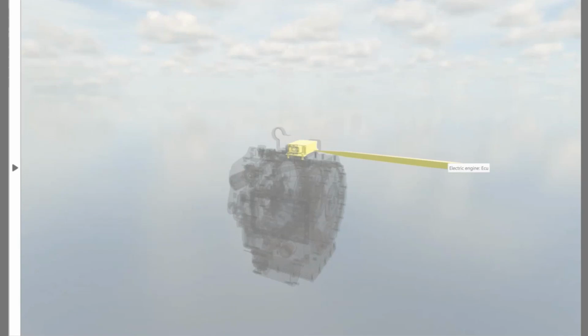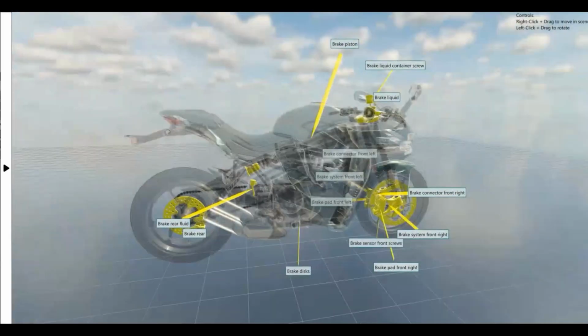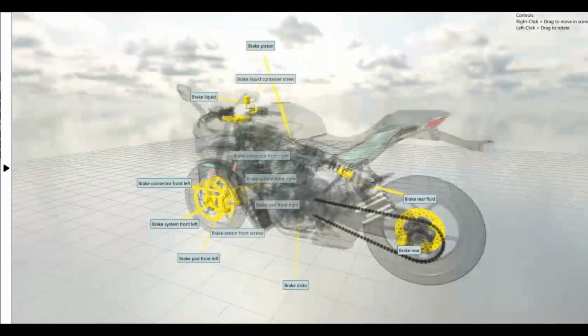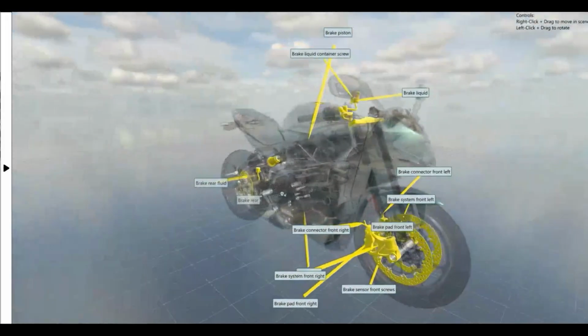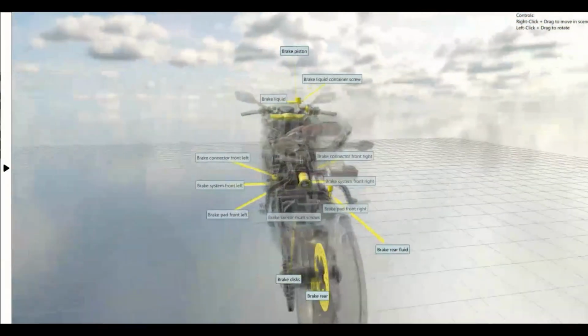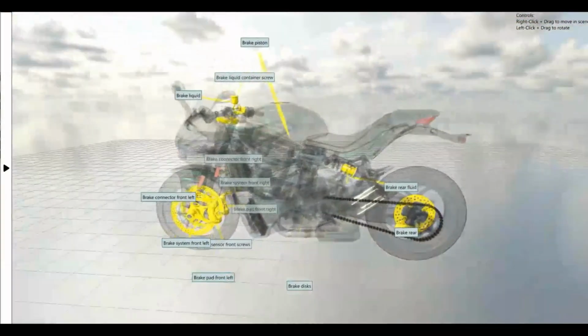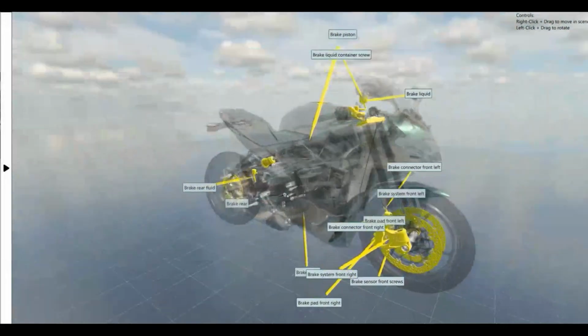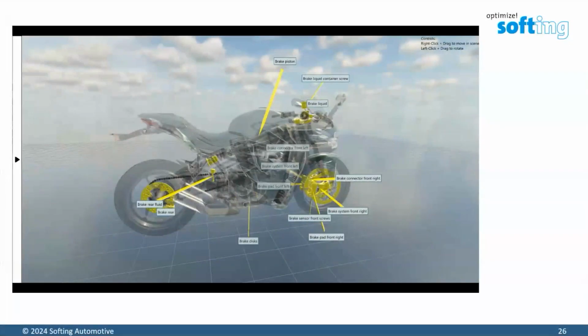Exactly. As I said, we have the combustion engine. Here we have the complete motorcycle, a Softing model. We can see all the parts located in the motorcycle in the 3D video. So the workshop manager, and the people that are learning in the workshop, can faster locate the problem or the part they are looking for.